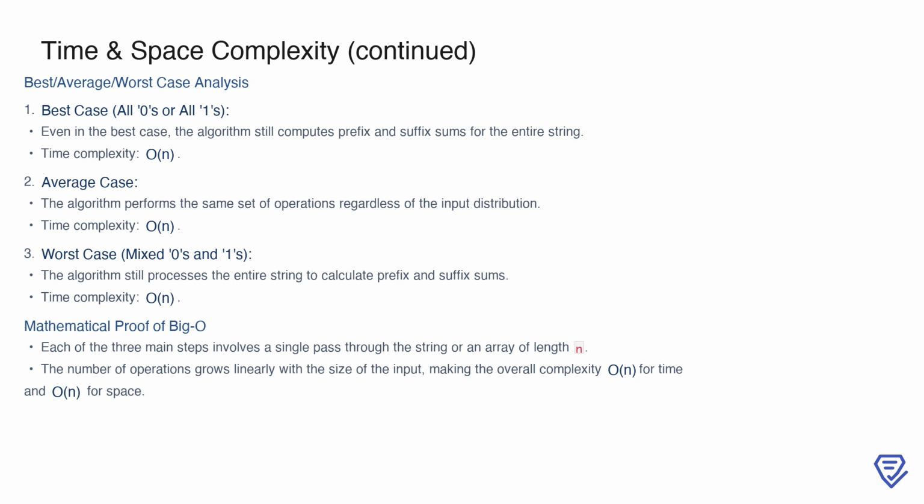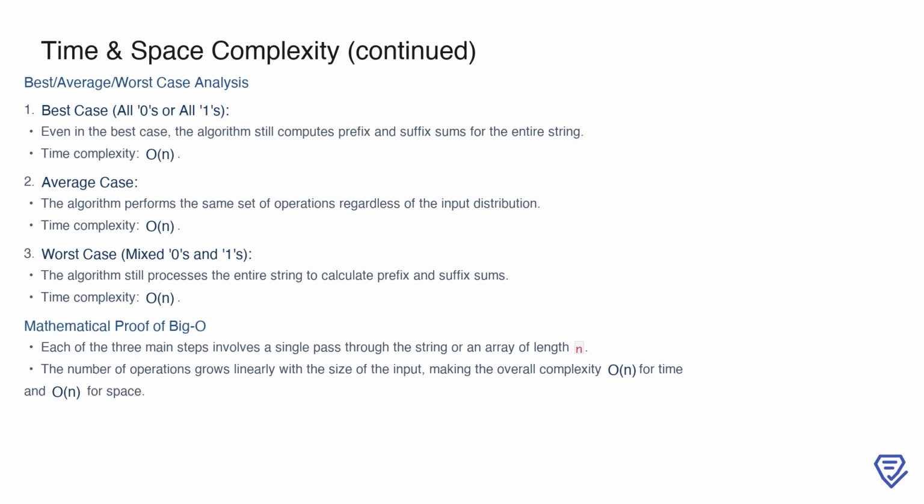In the best case, where the string consists entirely of zeros or 1s, the algorithm still computes the prefix and suffix sums for the entire string, resulting in a time complexity of O(n). Similarly, in the average case, the operations performed remain the same regardless of the input distribution, maintaining a complexity of O(n). Even in the worst case, where the string is a mixture of zeros and ones, the algorithm processes the entire string to compute prefix and suffix sums, and the complexity remains O(n).